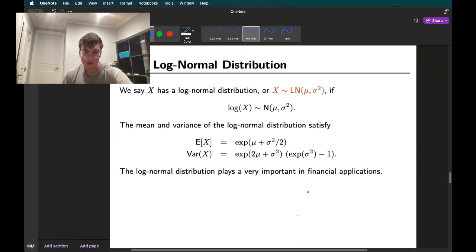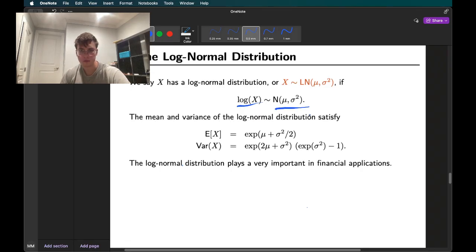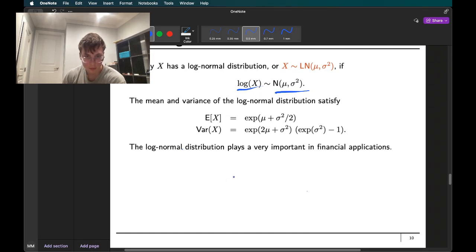Finally, we're going to talk about the log normal distribution. We say x is log normal if the log of x is approximately normal. So I've never seen this distribution before, so I wanted to see what it looks like.